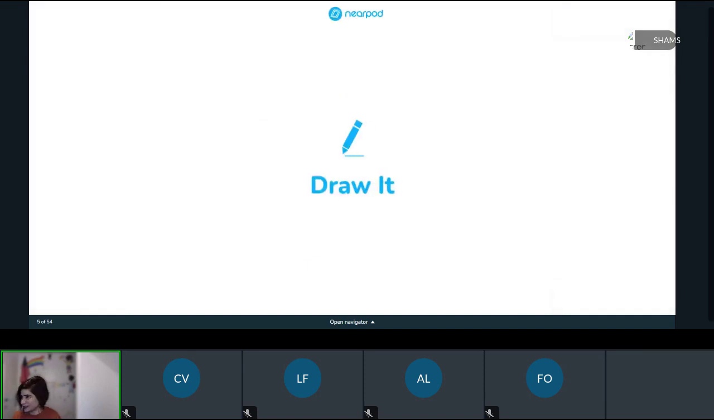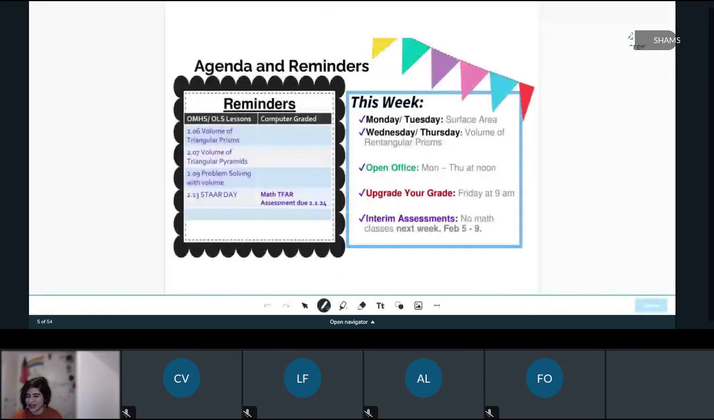Agenda and reminders. These are the modules that are assigned to you for this week. We also have our second math TFAR. This is the second and final math TFAR, and it is due on Thursday. Please make sure that you take it. Today we will be reviewing surface area of three-dimensional figures.